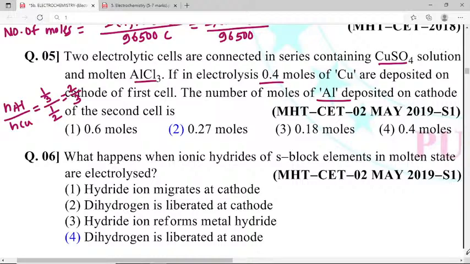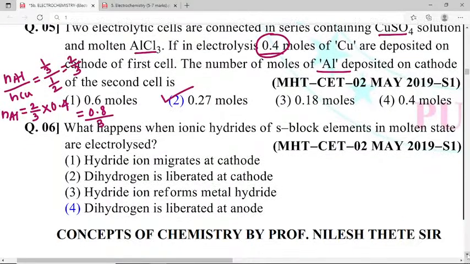So what is the aluminum? The number of moles of aluminum deposited is equal to 2 by 3 multiplied by the number of moles of copper deposited. The copper deposited is 0.4. So that is equal to 0.8. 0.8 divided by 3 gives the answer 0.27. So 0.27 mole of aluminum is deposited. We take the mole ratio: aluminum 1 by 3 and copper 1 by 2.